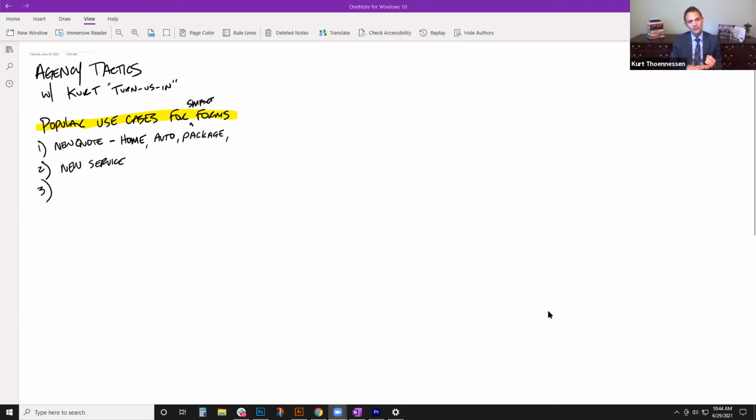So those two. Watercraft is a very common add-on policy. If you have a current client, I would say a current client watercraft policy form designed to be sent to an existing client is a big one.